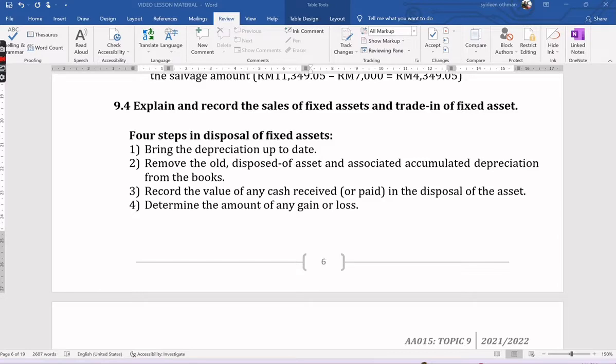Okay, and lastly, the difference between the sales amount and the net book value will determine whether you are getting a loss or a gain on disposal. So kita akan tengok the net book value of the asset, and we will compare with the amount that we are getting from the disposal. Okay, so the difference between these two amounts is considered as either gain or loss. Okay, so these are the 4 steps you need to follow in order to dispose a fixed asset.